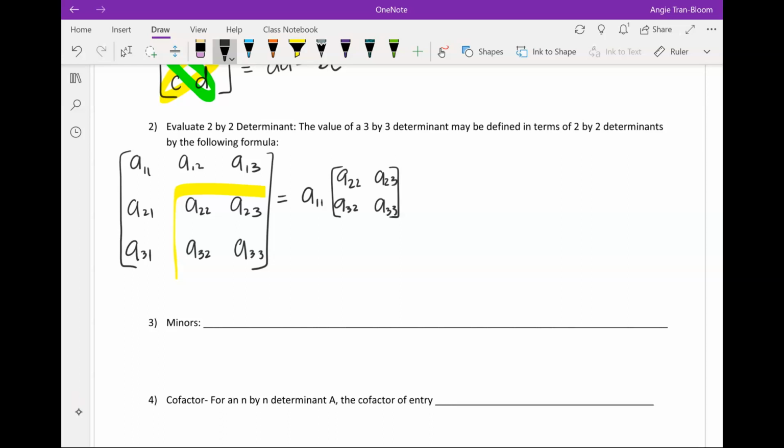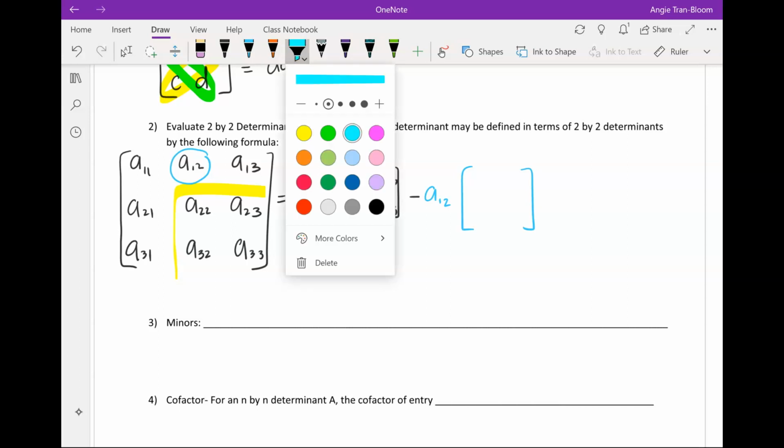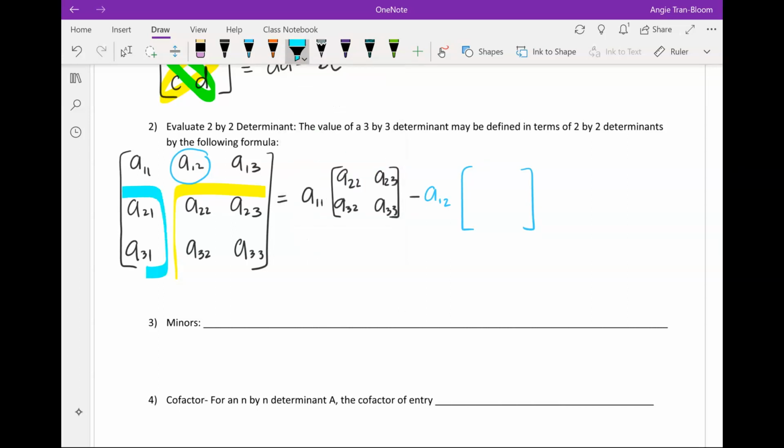Then you will subtract. You will now subtract this entry, which is A12. Yep, it's going to be confusing. Hold on tight. Then you're going to multiply by the remaining 2 by 2, which is this one. So it's going to be A21, A23, A31, and A33.